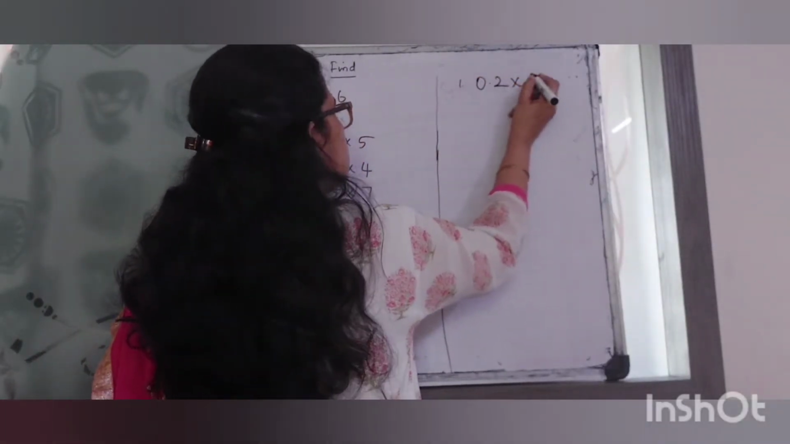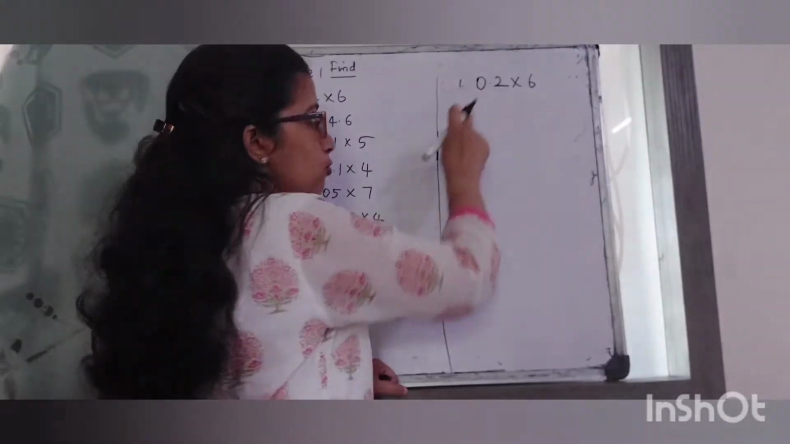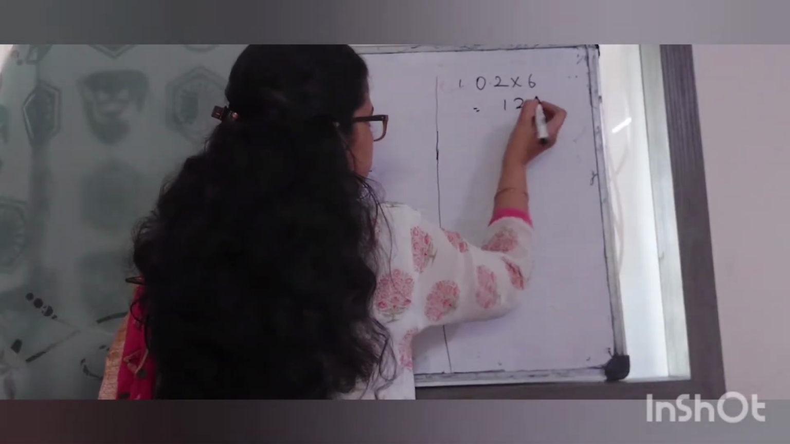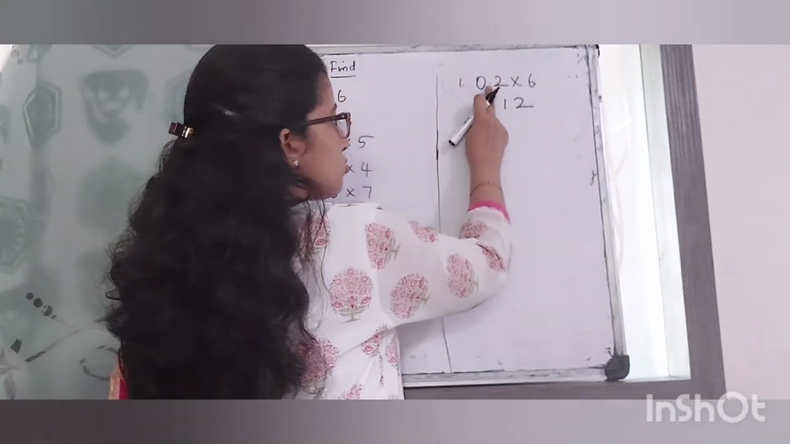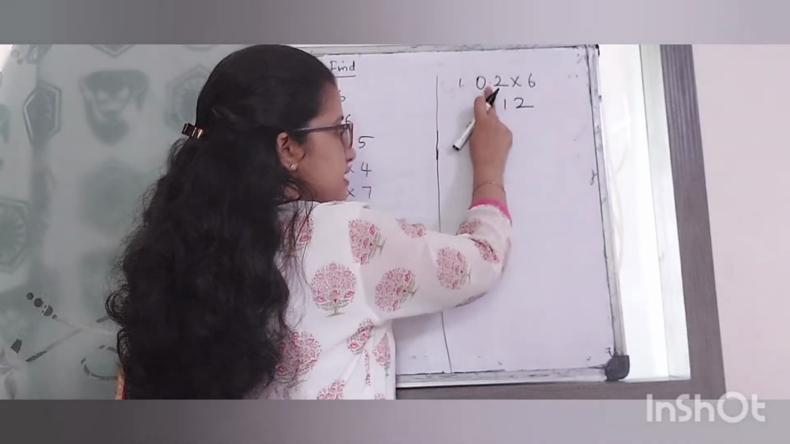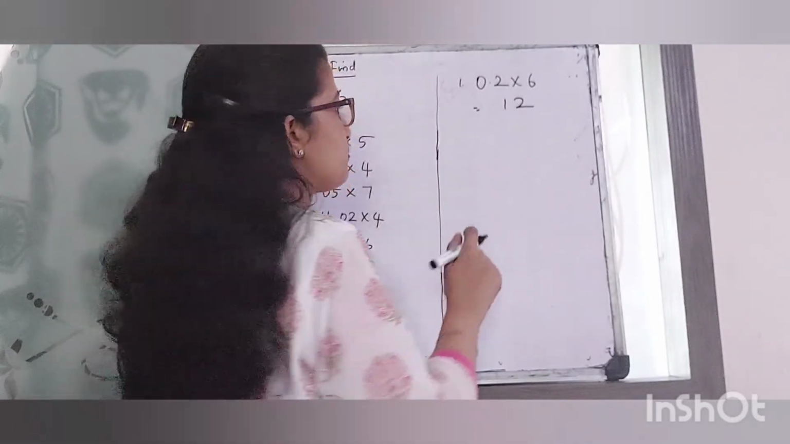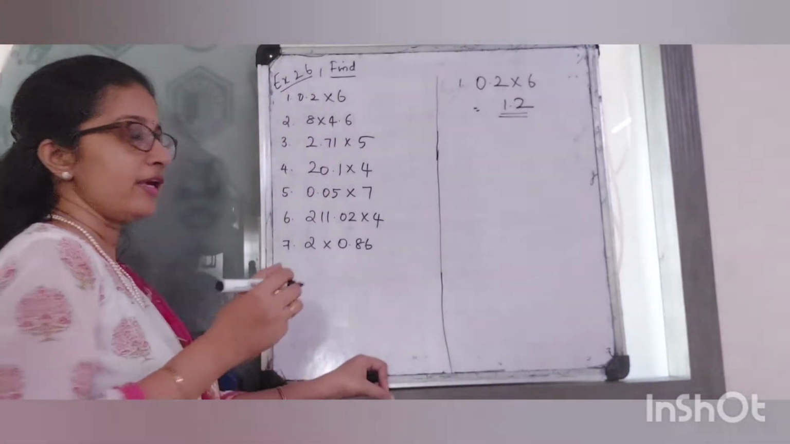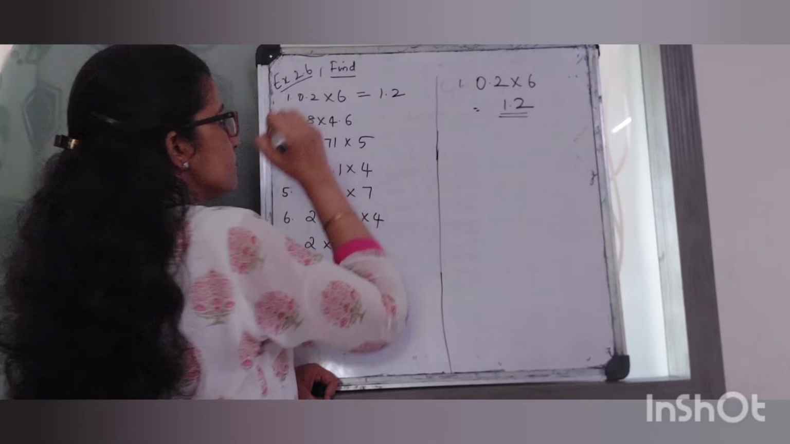0.2 into 6. So first we have to ignore this decimal point and do 6 into 2. What is 6 into 2? 12. So write 12, and then how many decimal points should you leave? See, there is only one digit to the right side of this decimal. So in the answer also there should be only one digit to the right side of the decimal point. So 1.2 is the answer. Okay. So 0.2 into 6 equal to 1.2.